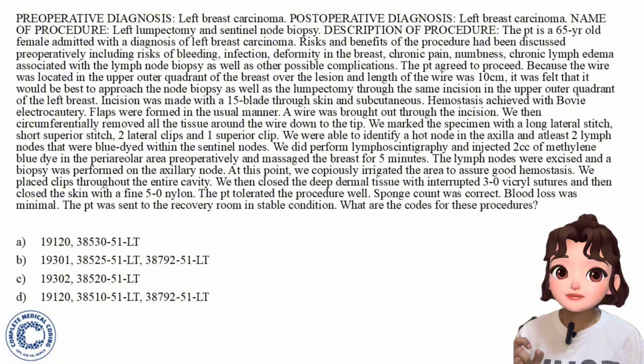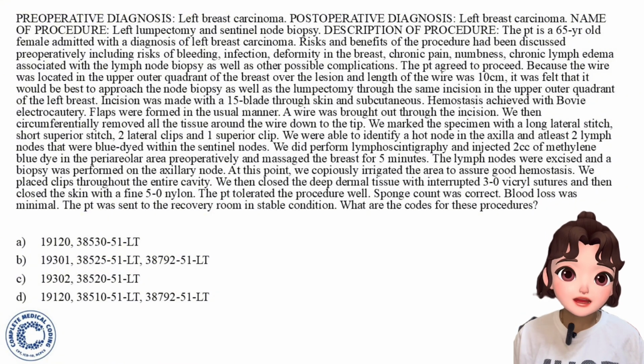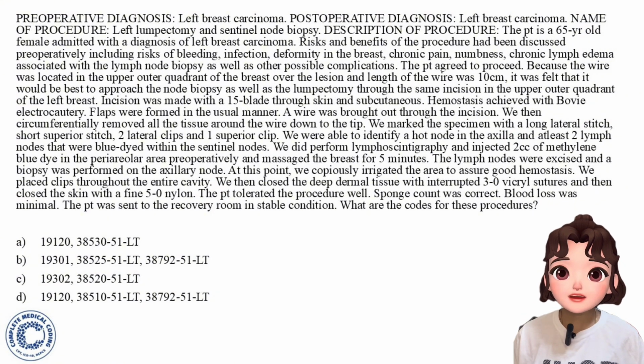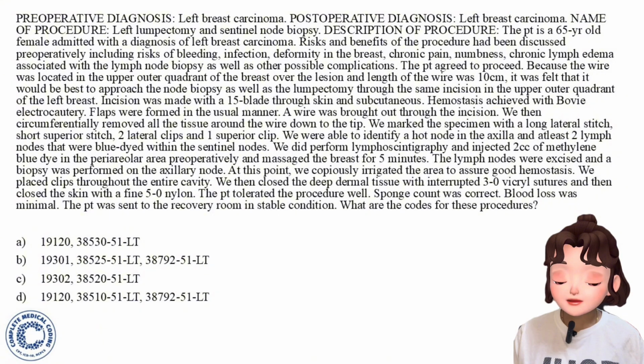In the description, you have to read the description carefully, so that maybe one more add-on code you will get. So here, instead of coding 2 codes, you have to code 3 codes, right? Lumpectomy, biopsy, and then this procedure. They had performed lymphoscintigraphy, which is the radioactive tracer for identification of the sentinel node. So you have to code that also as a multiple procedure, append modifier 51 and modifier left LT.